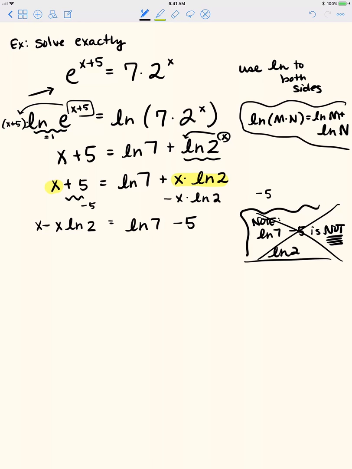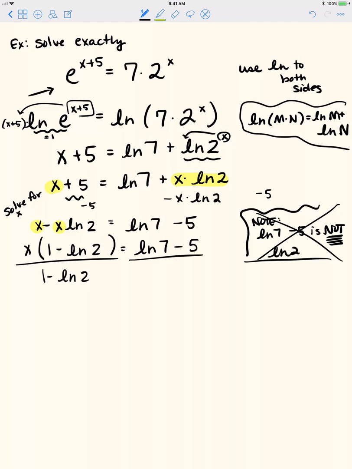The left-hand side, they both have the terms with x's on them. So just like we've done before in solving for a variable where it appears twice, I'm going to factor the x out, and what that will leave inside is a 1 minus the natural log of 2. That equals the natural log of 7 minus 5. And then I'm going to divide by the quantity 1 minus natural log of 2. The whole quantity, not each piece. So x is exactly natural log of 7 minus 5 over 1 minus natural log of 2.